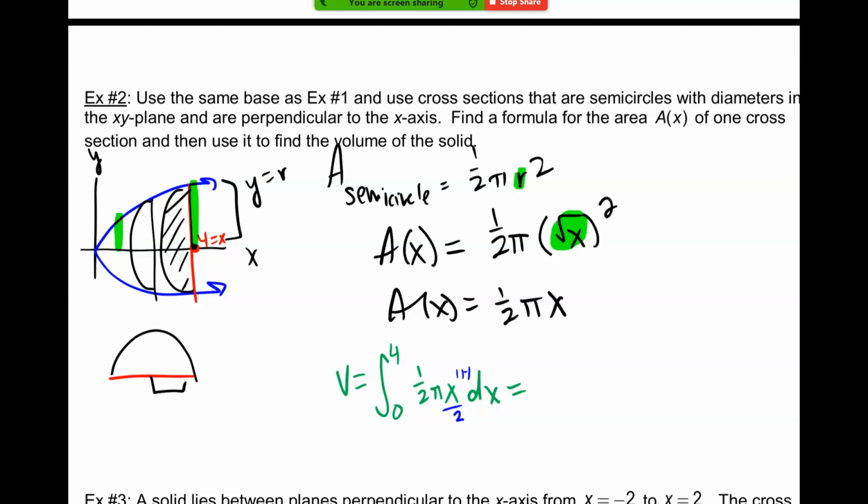So this is going to be 1/4 pi x squared evaluated from 0 to 4. So 4 squared is 16, divided by 4 is 4 pi. That is the area. The volume of the solid. The volume.